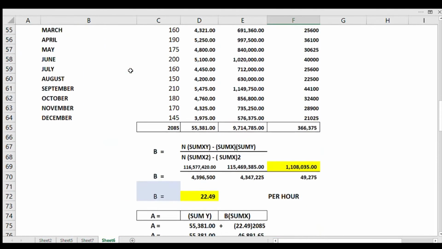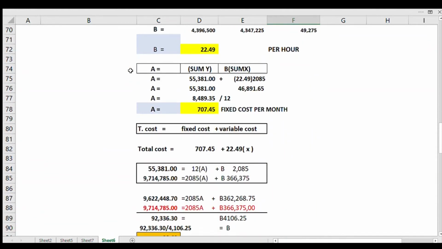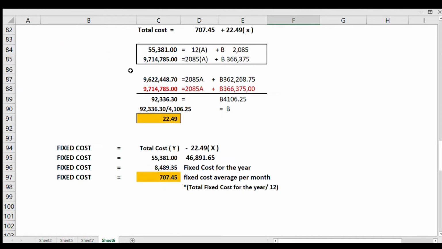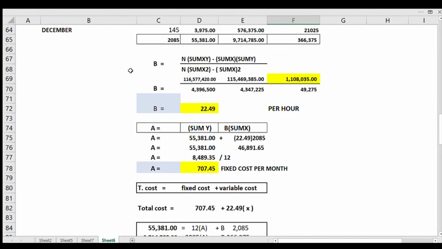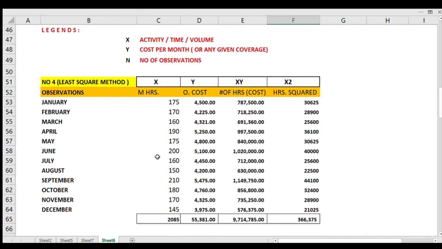Sa high-low method, we will just pick from here. Actually, this is a prepared costing tabulation. This will be used talaga sa ating least square, pero dito na tayo magbe-base kasi ito lang naman ang kailangan natin, itong dalawang column na to. Actually, this is really intended for the least square.